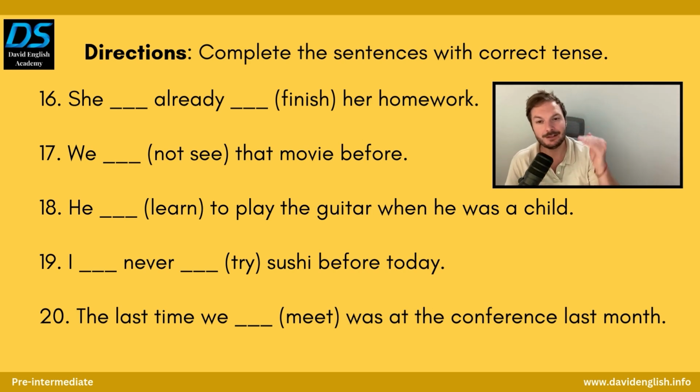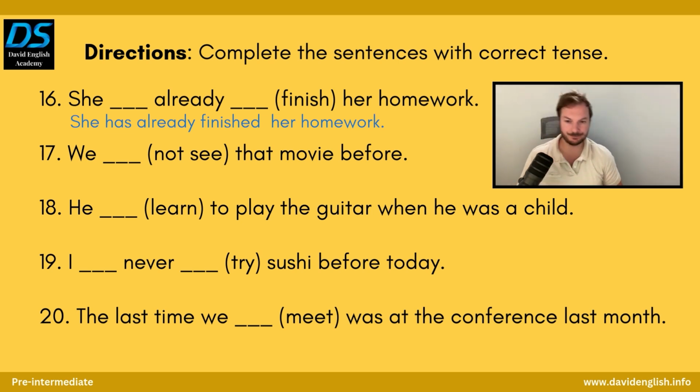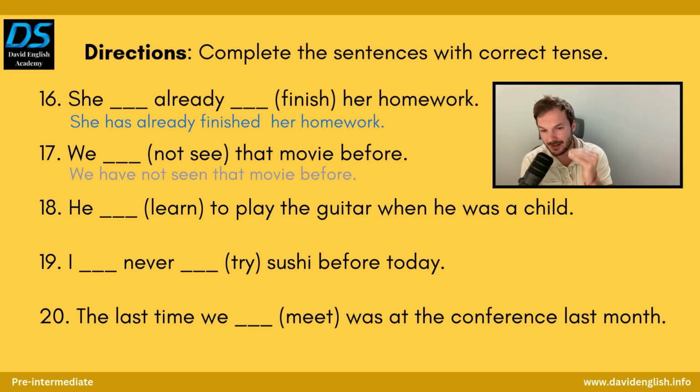Number 16, she already finished her homework. The word already is a key word for present perfect form because it doesn't matter when she finished this. She has already finished her homework. 17, we not see that movie before. When they talk about the word before, that's another key word to remember for present perfect because it's not telling me exactly when. We have not seen that movie before in our life. We have not seen that movie before.